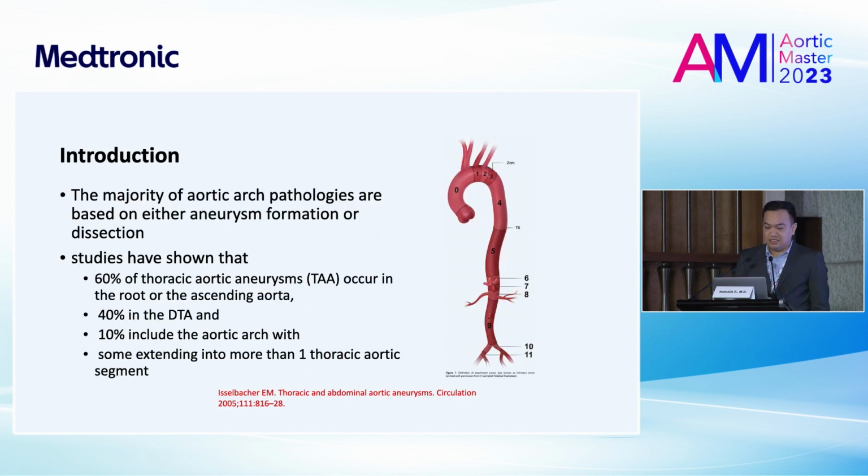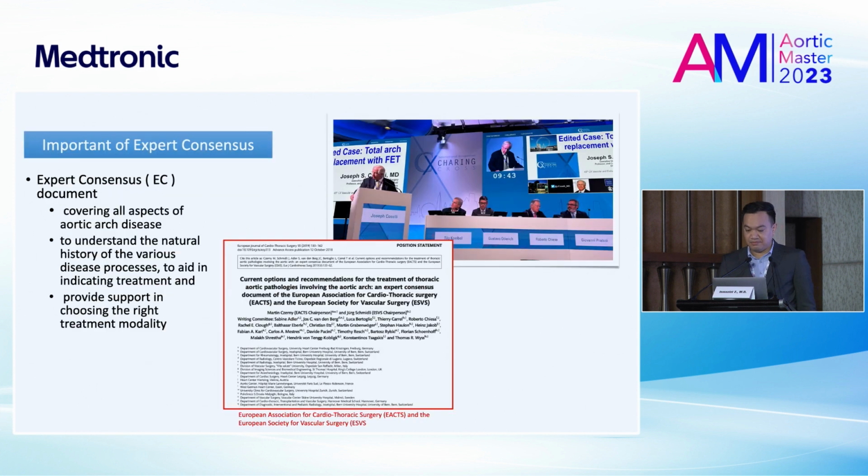A brief introduction to my talk today: we talk about arch pathology, which can be either aneurysm or dissection. Studies have shown that 60% of aortic aneurysms occur in the root and ascending aorta, and 40% in the descending thoracic aorta, and 10% involve the arch, which gives us more problems. And sometimes it involves more than one segment.